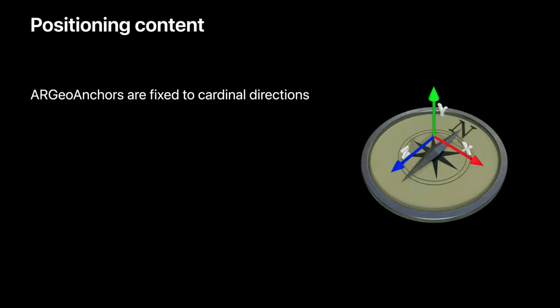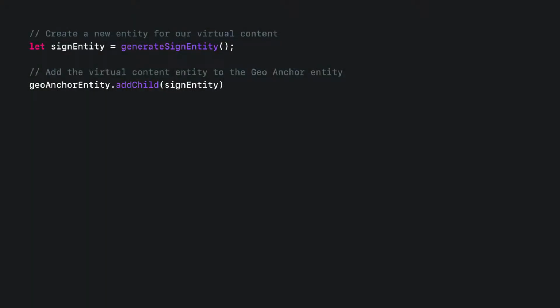Geo-anchors, like all other ARKit anchors, are immutable. This means we'll need to use our rendering engine to rotate or translate our virtual objects from the geo-anchor's origin. Let's clean up our sign that we placed in front of the ferry building. So here's some RealityKit code to start updating our sign.